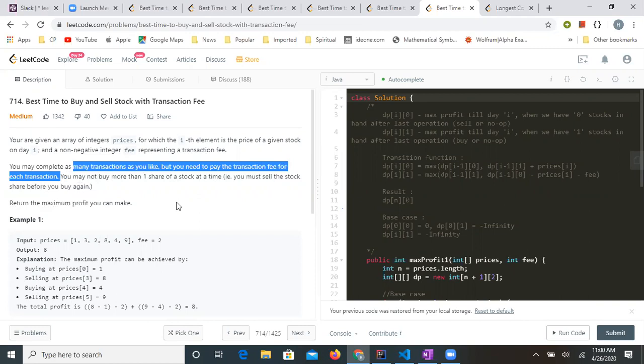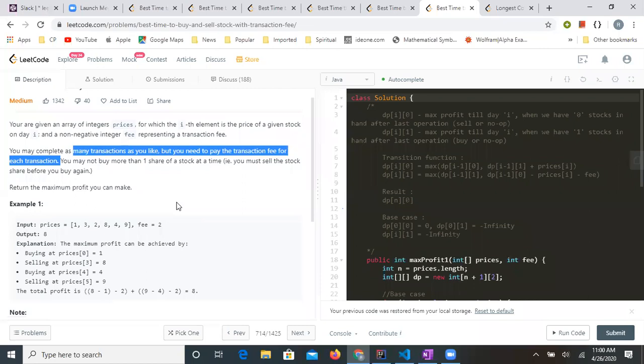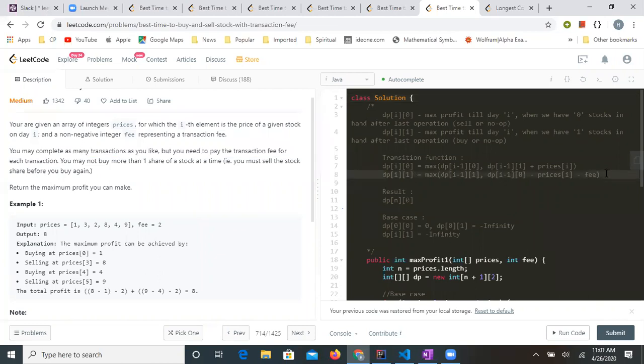Okay, so the only thing which is changing is while I am buying, now I have to pay the transaction fee also, right? Nothing else changed. I can still do as many transactions as possible. I still want to make the maximum profit. Nothing else changed. So with the same definition, when you are buying, you are not just paying for the price of the stock, you are also paying the fee every time you start a transaction or every time you buy something.